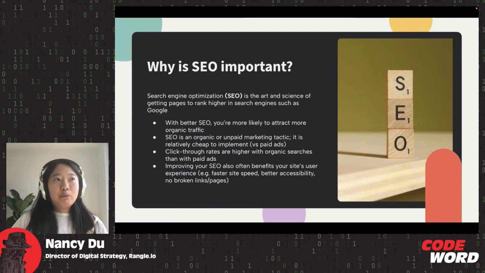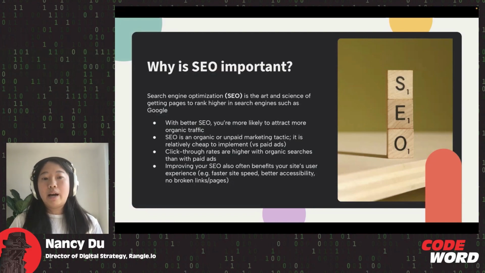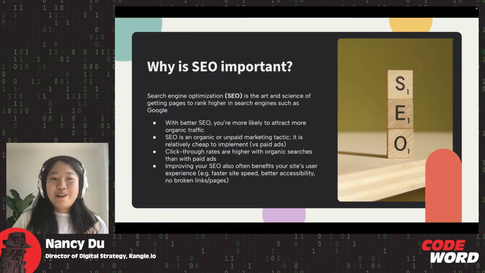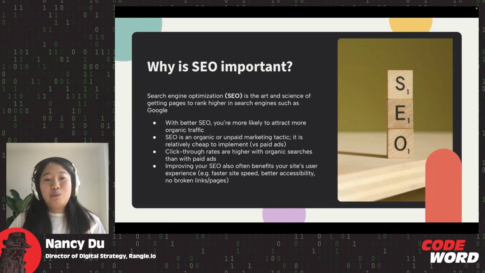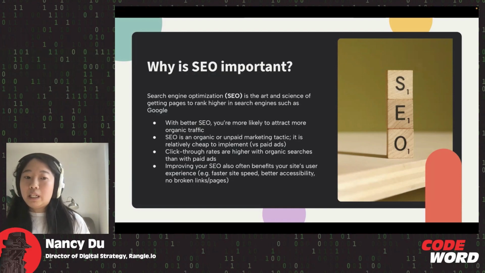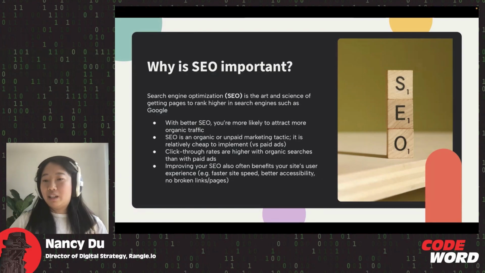One thing I think people don't often realize when they're first thinking about an SEO strategy is that oftentimes when you improve your SEO, you also get a lot of other benefits like improved user experience. That's typically because there's a lot of overlap between what helps you rank higher from an SEO perspective and what good user experience is. So things like faster site speed, better accessibility, and generally no broken links or pages.